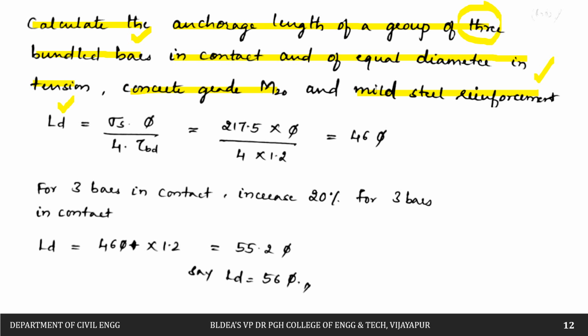So the development length formula is sigma s into phi divided by 4 times tau BD. Sigma s, as we calculated in the earlier problem also, for mild steel is 0.87 into 250, that is equal to 217.5. So we'll keep the diameter phi as it is. Then next is 4 times tau BD. So tau BD value is 1.2. Therefore it is 46 times the diameter of the bar. This is for a single bar.